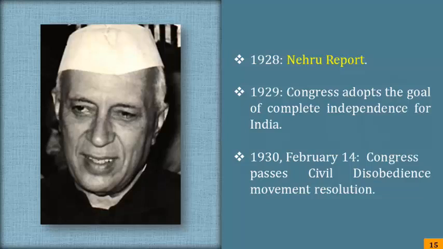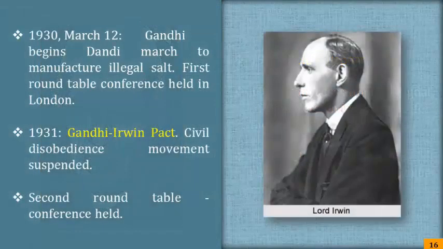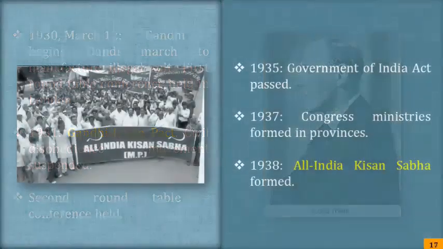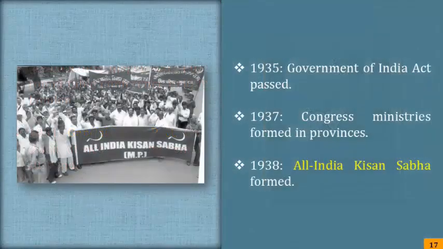1930. February 14th. Congress passes Civil Disobedience Movement Resolution. 1930 March 12th. Gandhi begins Dandi March to manufacture illegal salt. First Roundtable Conference held in London. 1931. Gandhi-Irwin Pact. Civil Disobedience Movement suspended. Second Roundtable Conference held. 1935. Government of India Act passed.